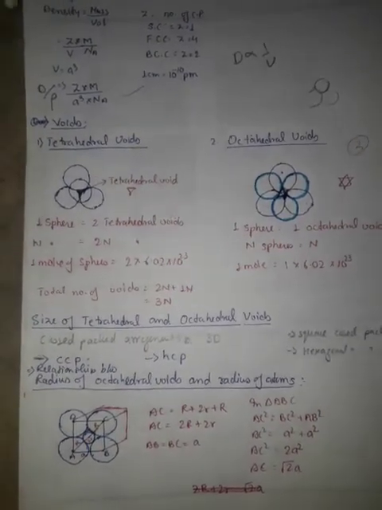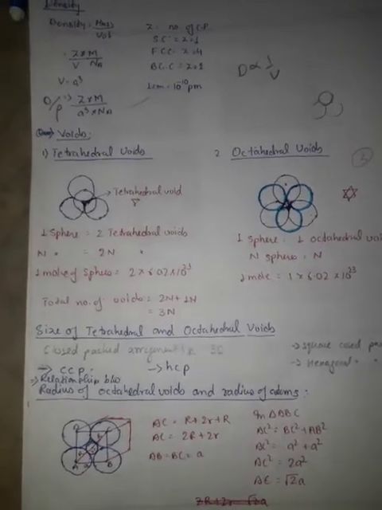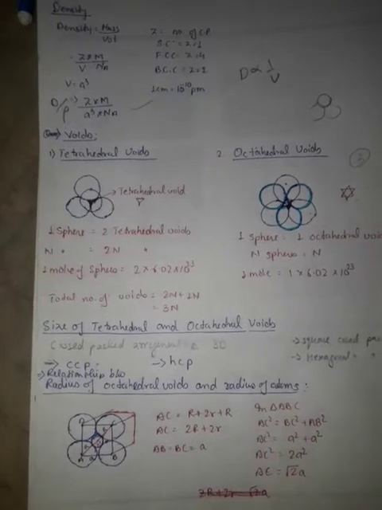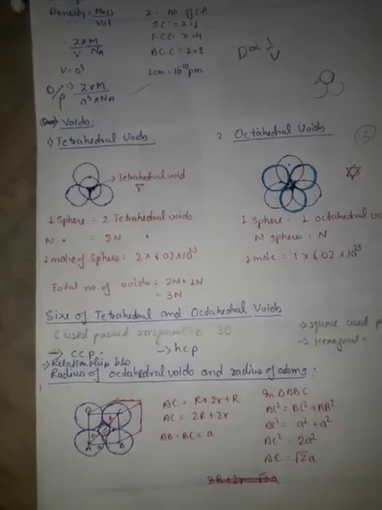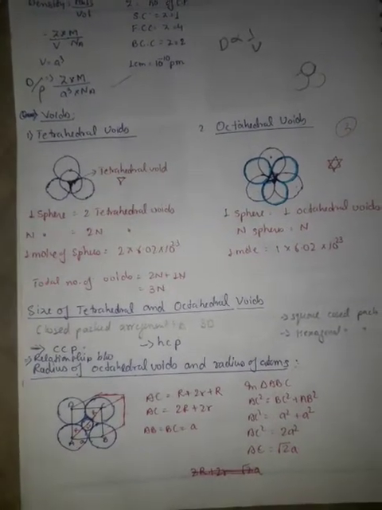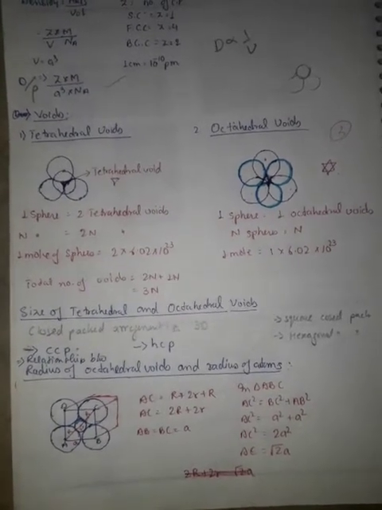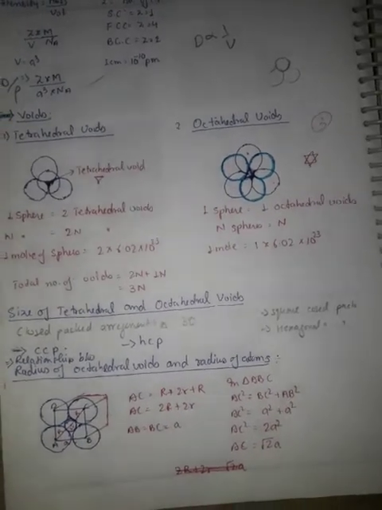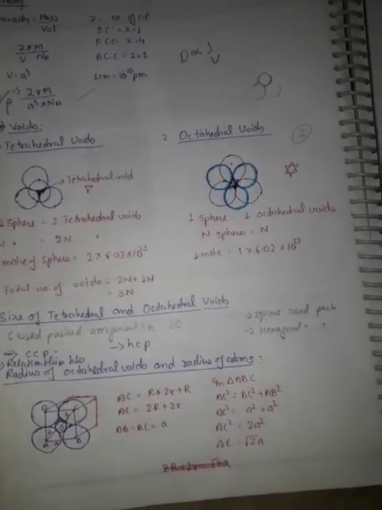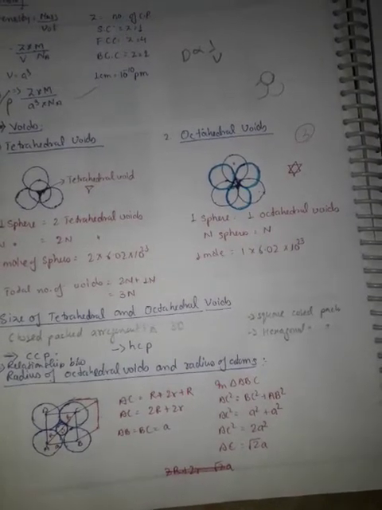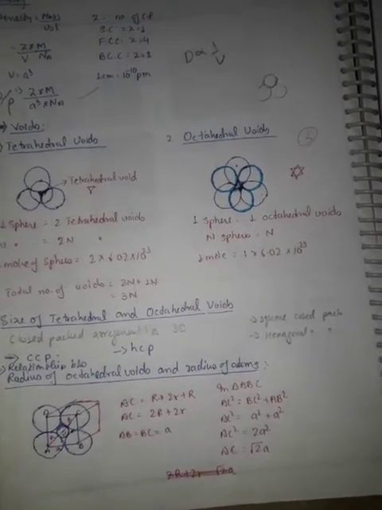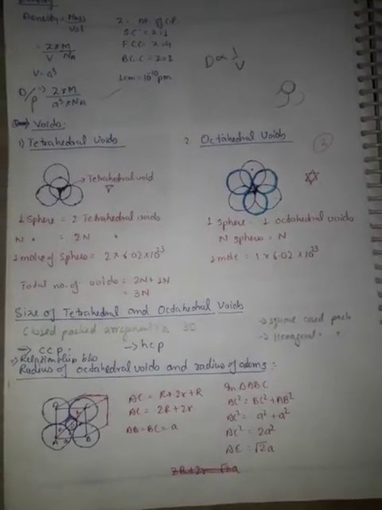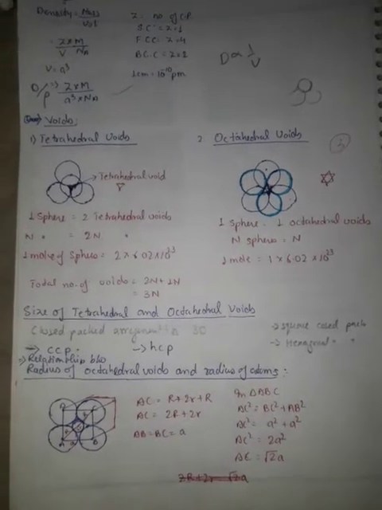Now what we will see further is the size of tetrahedral and octahedral voids. What size the tetrahedral or octahedral voids are, and what radius of atom can be introduced in those interstitial voids, that means in that space which type of atom can be introduced, and what its radius will be. That we are going to calculate in the next session.